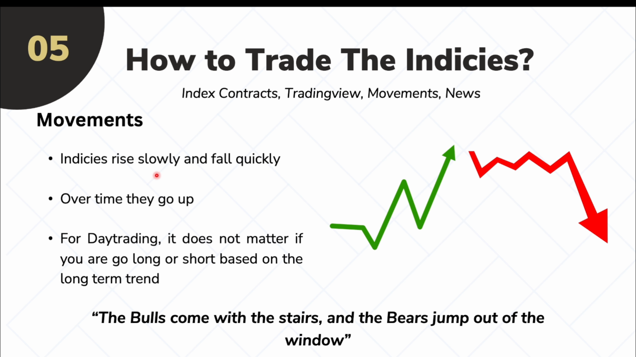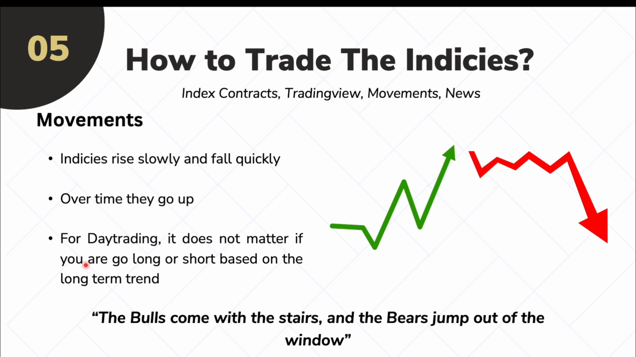We're going to talk about the basics of how indices move. And what you should remember is the indices rise slowly and fall quickly. A nice quote from this is, the bulls, so the buyers, come with the stairs and the bears jump out of the window. Bears are the sellers. You see a staircase upwards, little upwards, higher highs, higher lows. And then when indices fall, they fall very quickly. But know that over time, since they exist, they've been going upwards.